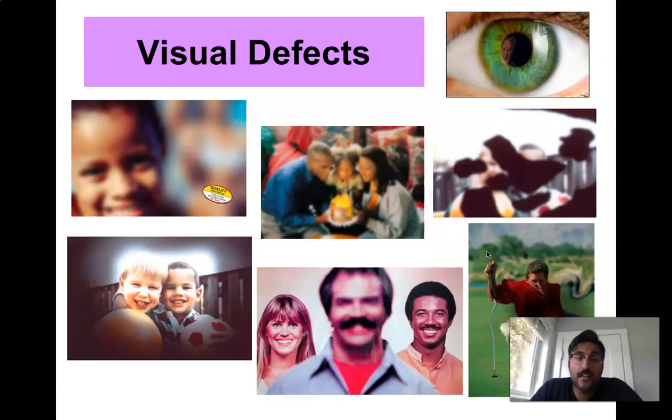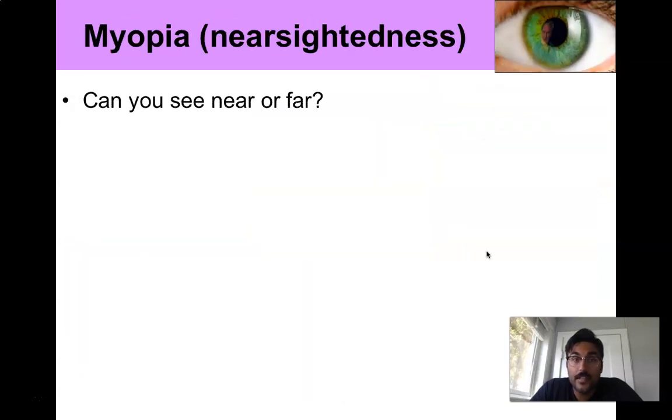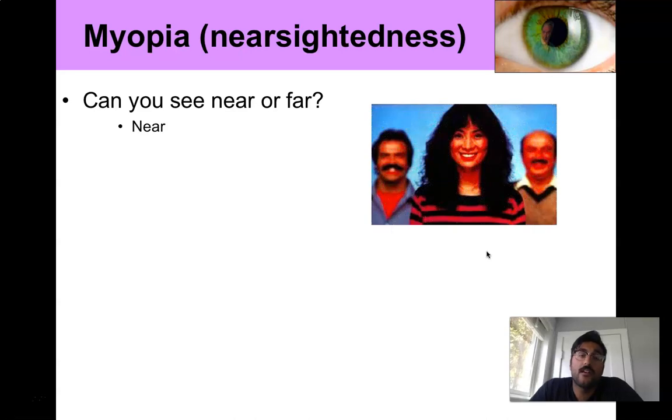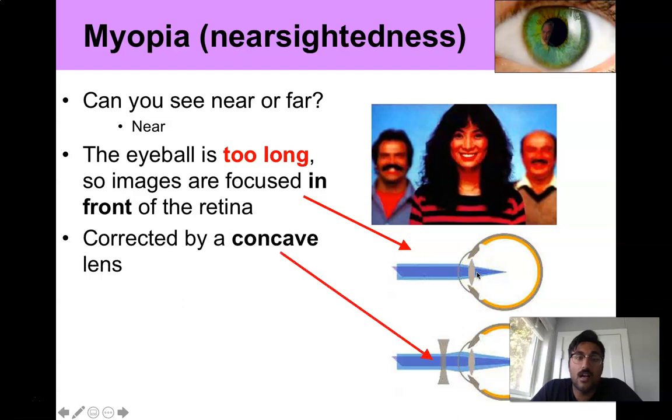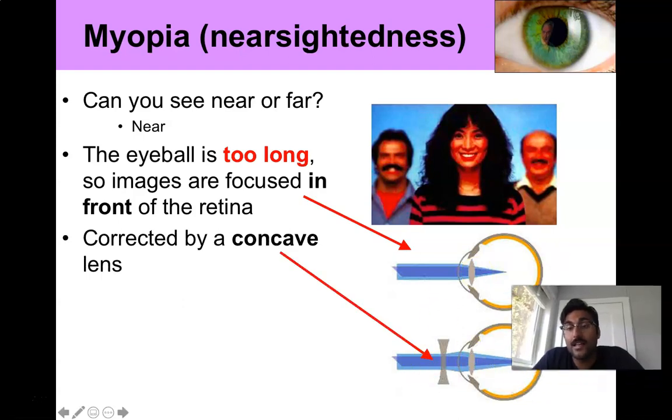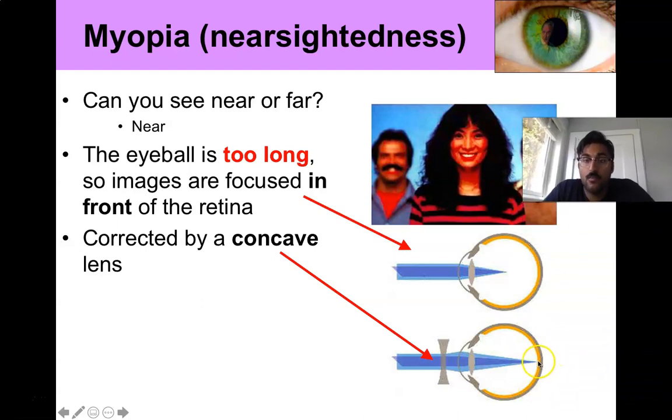Some other visual defects that you can have, well, there's the obvious nearsightedness or myopia. You can only see near. This is because your eyeball is elongated. It's too long. Because your eyeball is too long, the focused image doesn't focus on the fovea centralis of the retina. It focuses in front of it. To fix this, you use a concave lens, which will bend the light in such a way that it'll now land on the proper part of the retina.